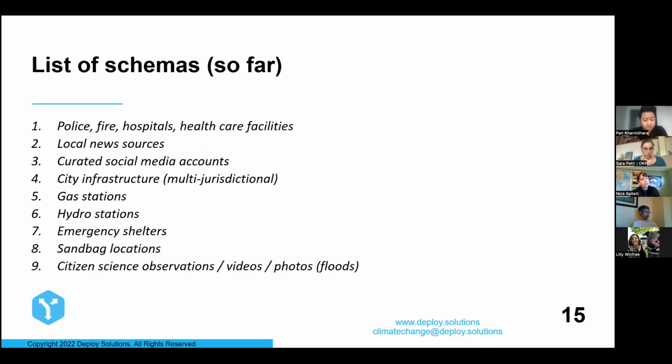So the list of schemas so far, we're working on that, but these are the examples. I've touched on some of these before. You know, the schema for where are the police stations, the hospitals, the healthcare facilities, what are the local news sources, what are the gas stations that are nearby, what are the hydro stations, what are the emergency shelters, sandbag locations, and then, as I mentioned, the citizen science observations and videos and photos. We have created and are continuing to create frictionless schemas that describe these totally different sets of data in a way that allows us to standardize them, and that's really what's so important to us about it.